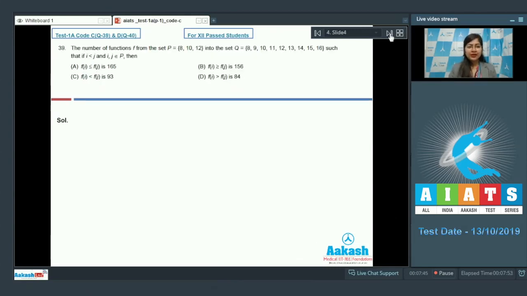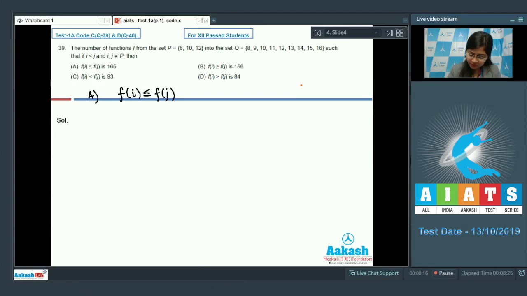Next is question number 39, which says that the number of functions f from the set P, that is 8, 10, 12, into the set Q, that is 8, 9, 10 up to 16, such that if i is less than j and i, j belong to P, then we have to answer the following questions. So let's first start with option A, in which we have to find the number of functions with f(i) less than or equal to f(j), right?